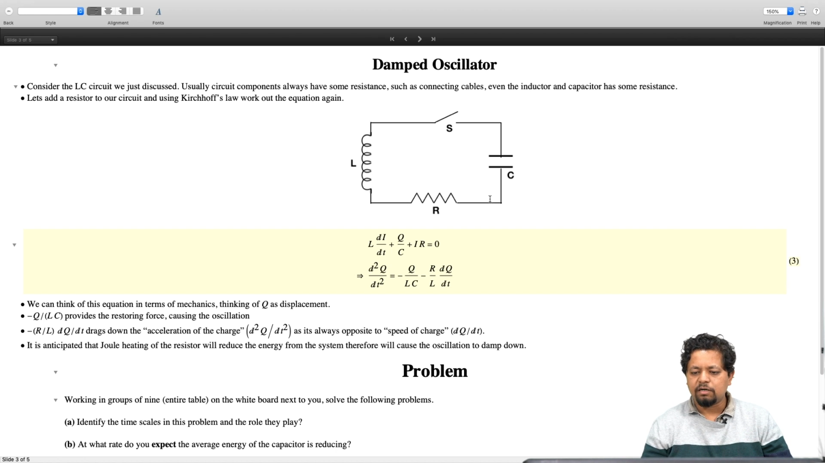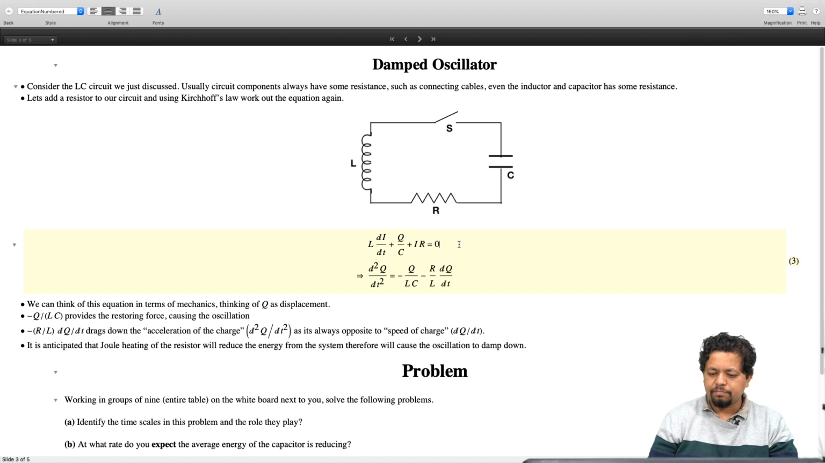So we'll take this circuit to be an LCR circuit, with pure inductance L, pure capacitance C and resistance R in the circuit. For the LC circuit we saw that the equation was L dI by dt plus Q by C equal to 0, using Kirchhoff's loop law. When we add a resistor, the potential drop across the resistor is IR, and adding that term gives the equation for the damped oscillator, or this LCR circuit: L dI by dt plus Q by C plus IR equal to 0.